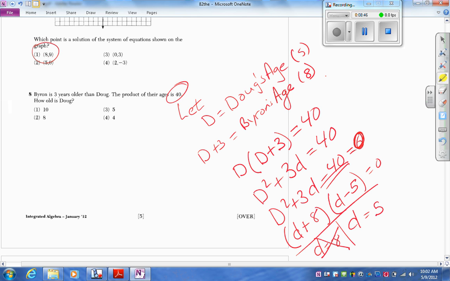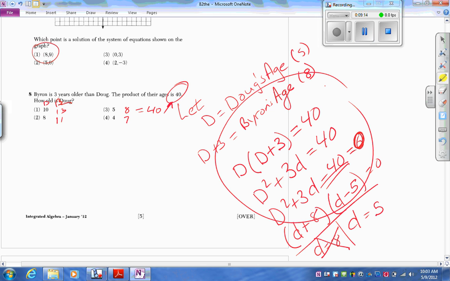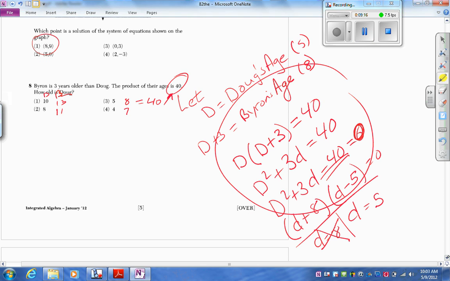The easier way to prove the problem was this. If these all represent Doug's age, and Byron's 3 years older, couldn't I just say this is Doug, and Byron is either 13 for 10 plus 3, or 11 for 8 plus 3, or 8 for 5 plus 3, or 7, because I'm just adding 3 to each of these. And this, I would see, multiplies to 40, which would give me the right answer. Now, that's much easier than all of this. But I hope you all get this work. All right, scrolling down.